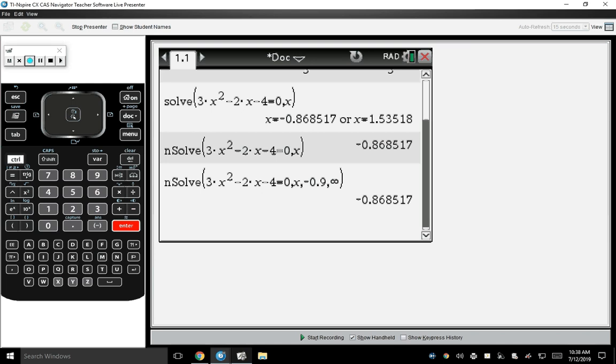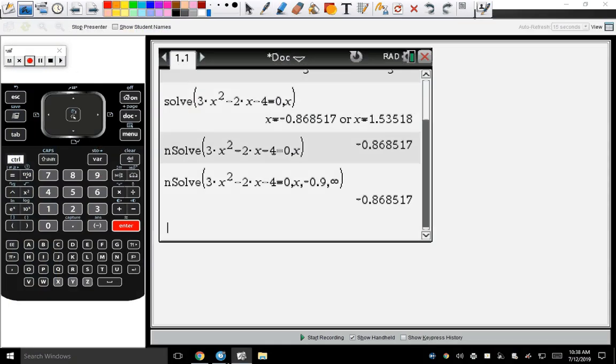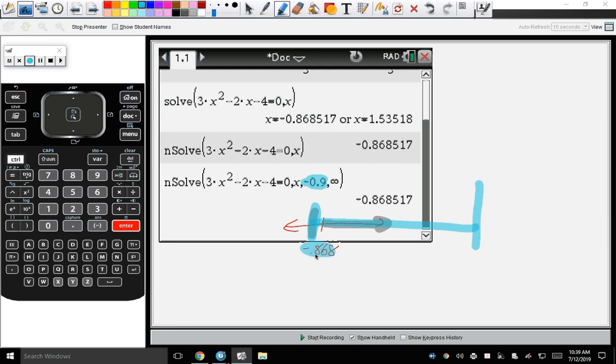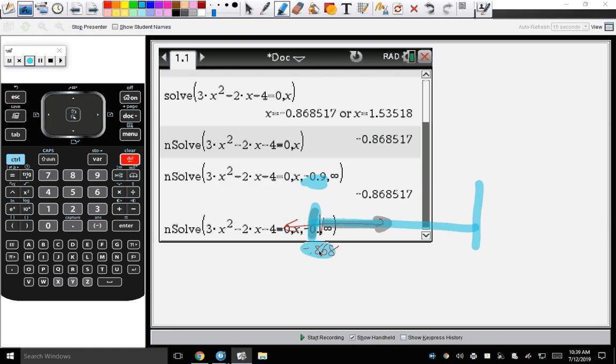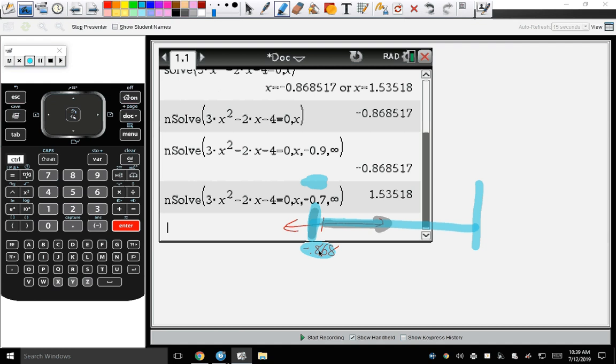Negative 0.7. So think of it as a number line, okay? So if this is a number line, and my answer that we just found was negative 0.868, we want something over here. What I just did was something here. So if I restricted it between negative 0.9 and infinity, it's still going to give me that same answer. But if I do it like negative 0.7, it gives me the other one. You see what I'm saying? And I want to do it as close to that answer so that I don't miss something that could possibly exist so close to that other one.